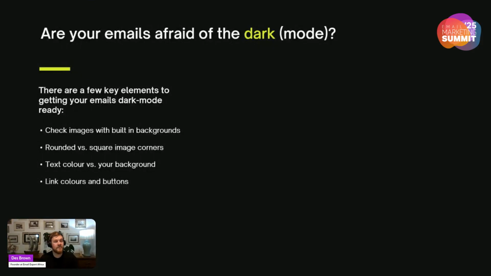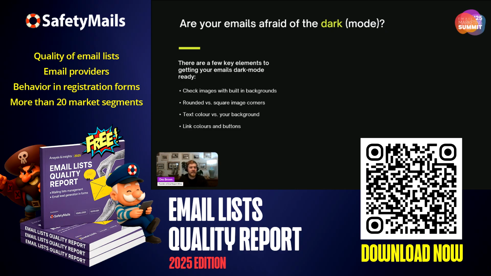The next of these are links and colors in buttons. Remember, bright, custom colored links might look perfect on a white background, but they could disappear on a black background. The same goes for your buttons. Always check how they look in both modes. And the simple element of adding an outline or even a simple drop shadow, depending on the way that you're designing your emails, can help make all the difference. So keep that in mind.